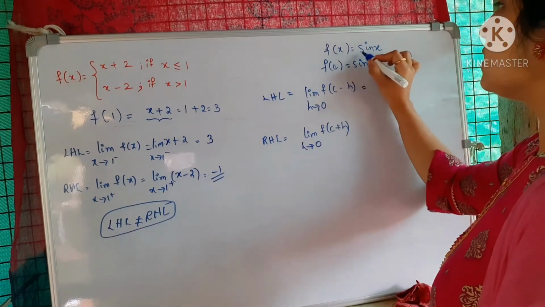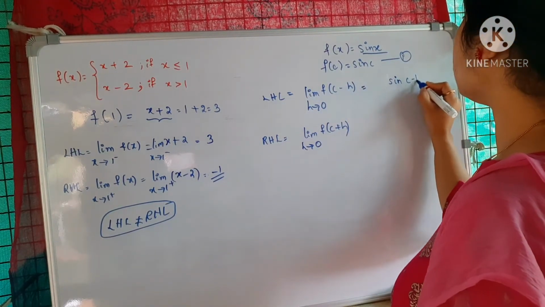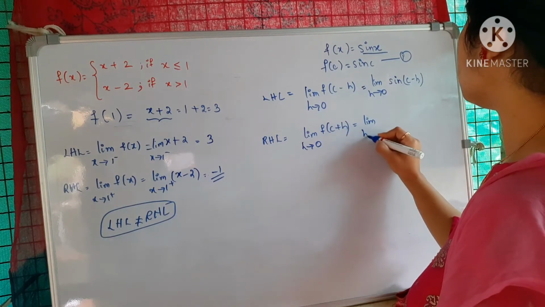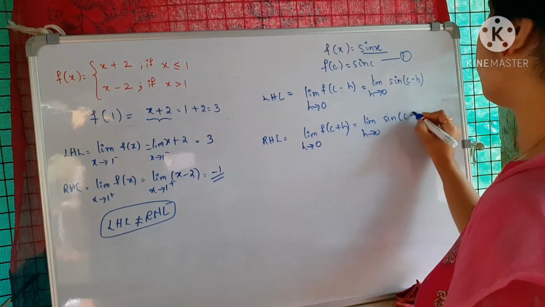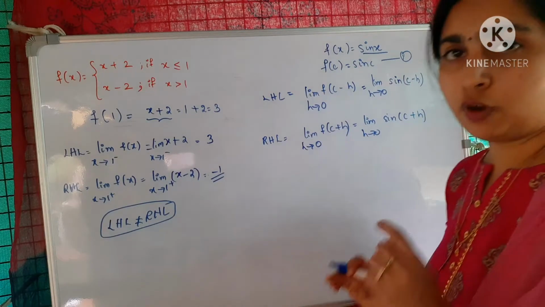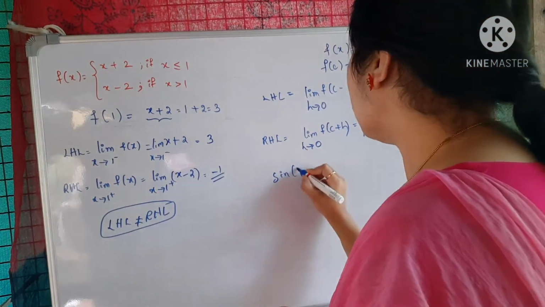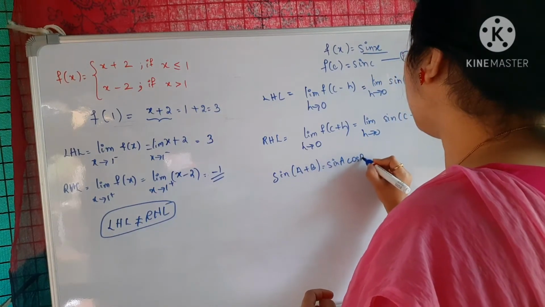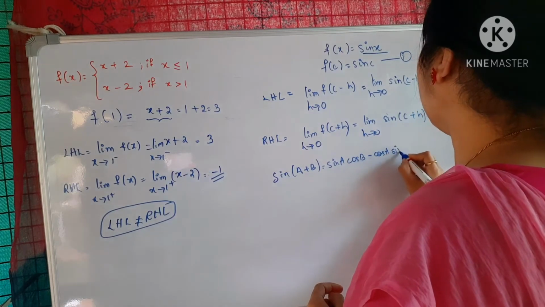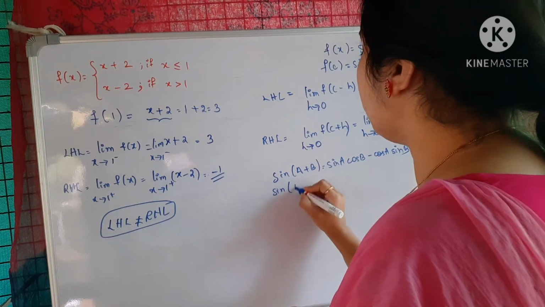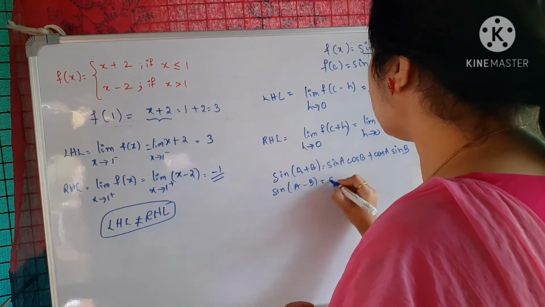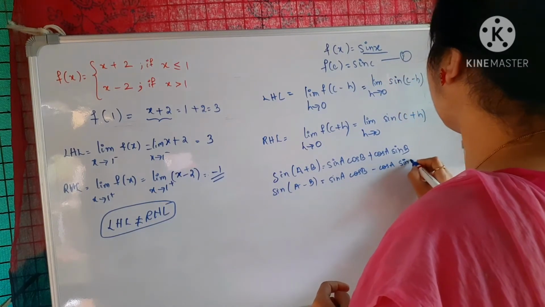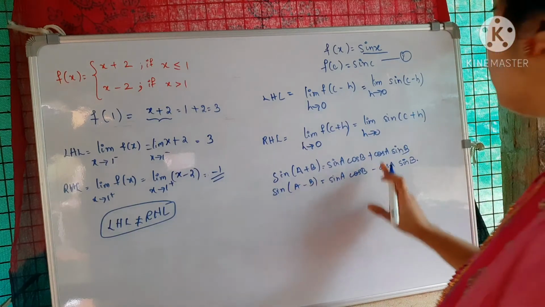So f of c minus h is nothing but sine of c minus h, right? So limit h approaching 0 of sine of c minus h, and for this it will be limit h approaches 0 of sine of c plus h. So now you have to apply the formula. You know, sin a plus b is equal to sin a cos b plus cos a sin b, and sin a minus b is equal to sin a cos b minus cos a sin b.